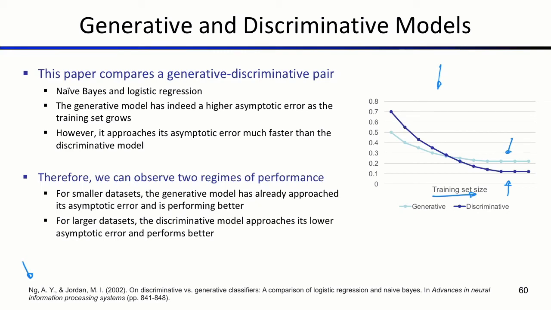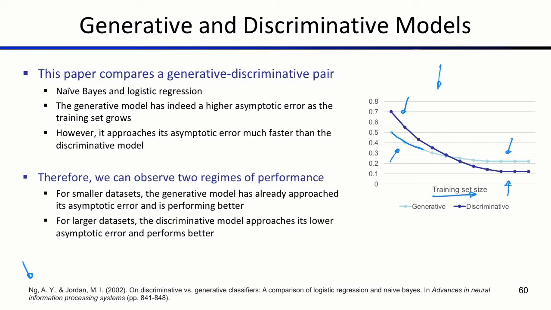So that is showing here in this plot that for small training sets, the generative model has a lower error than the discriminative model. And it is approaching its asymptotic error much faster than the discriminative model.